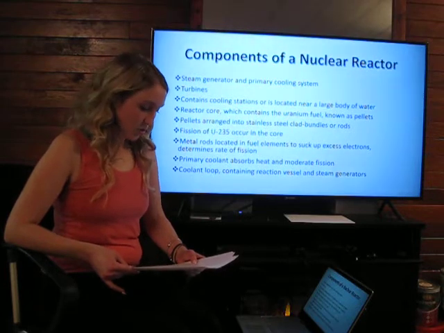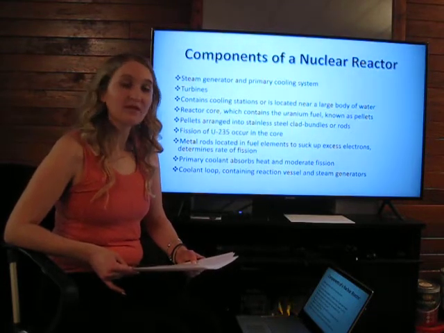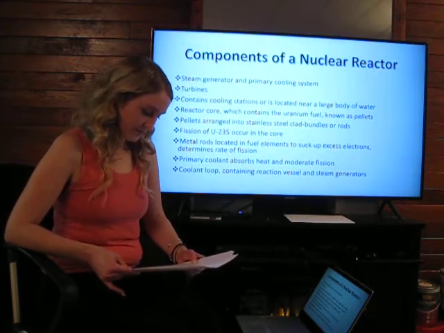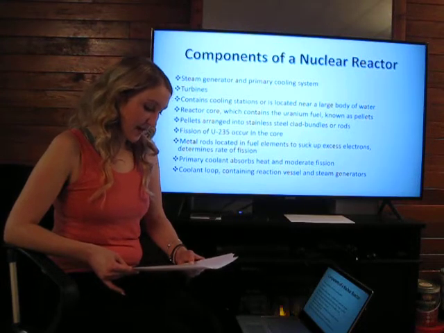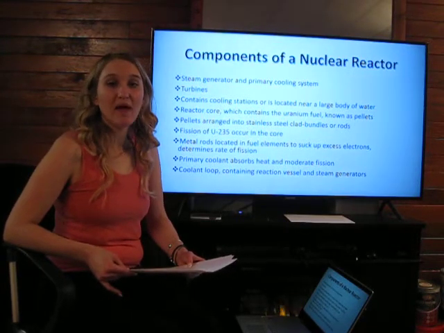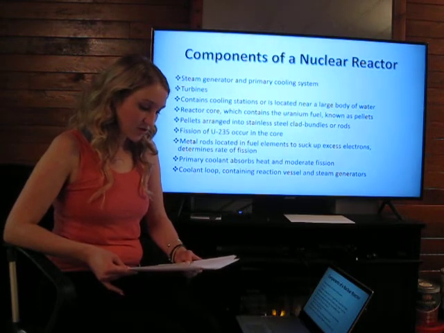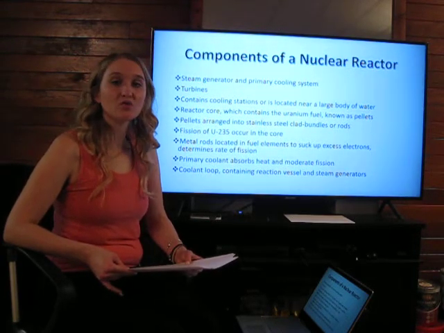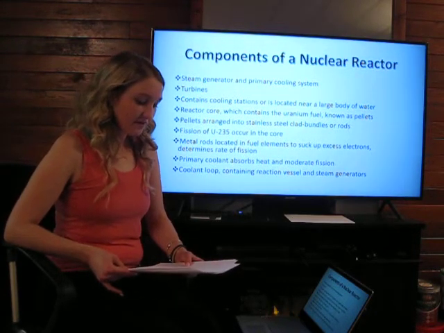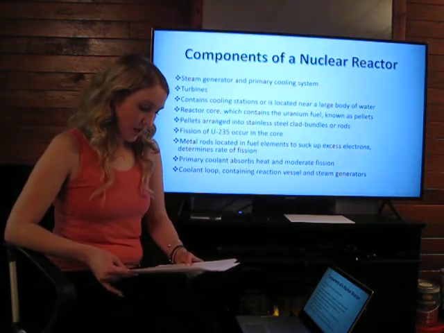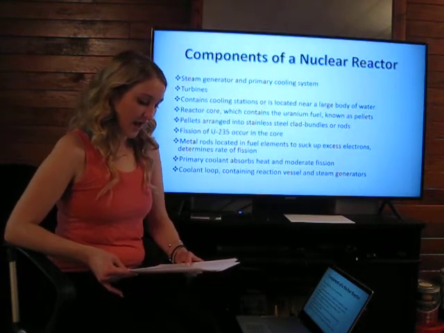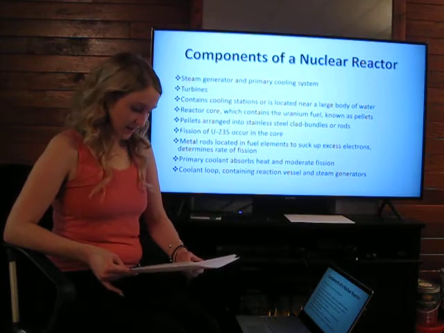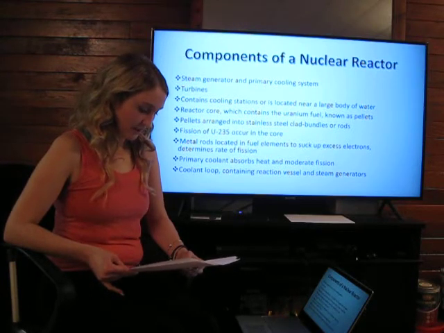Inside the reactor core is the uranium fuel, which is in the form of uranium oxide. This fuel is the height and width of a dime and is known as pellets. These are then grouped into stainless steel clad bundles or rods made of 200 pellets. When a fission reaction begins in the reactor, it can sustain itself through a chain reaction.